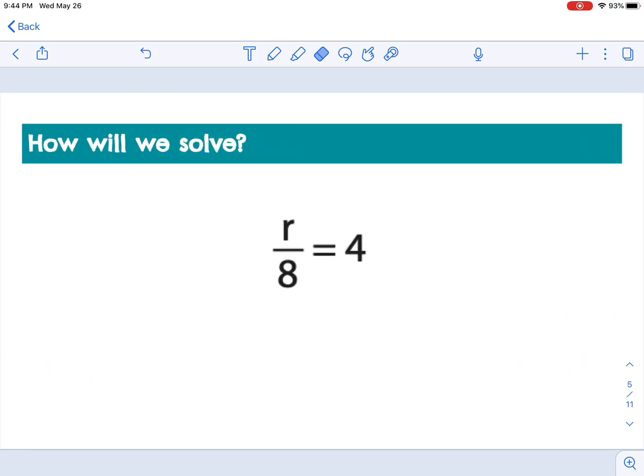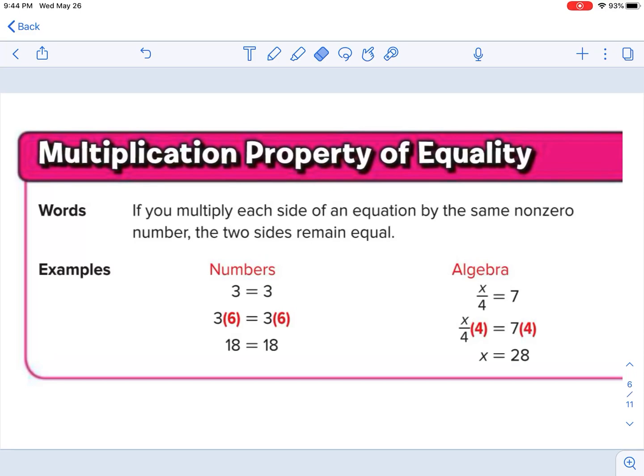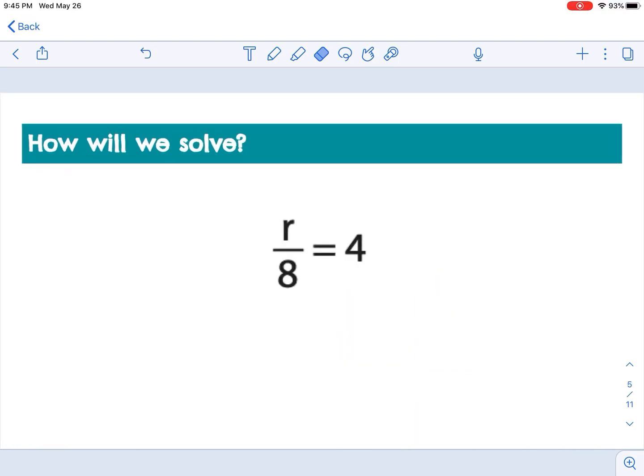Okay, and let's read this. So the multiplication property of equality says that if you multiply each side of the equation by the same number, the 2 sides will remain equal. It has to be a non-zero number. So here we have r divided by 8. The opposite of divided by 8 is going to be times 8. So I'm going to multiply both sides of this equation by 8. I'm going to put it in parentheses just so you can tell that it's separate. But you could also just write an 8 with a dot.